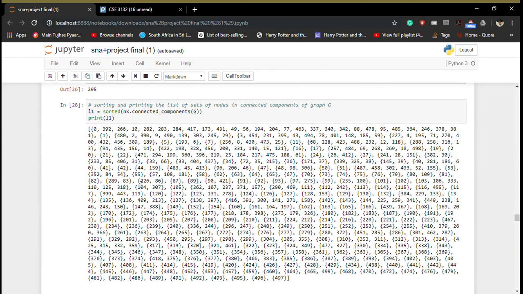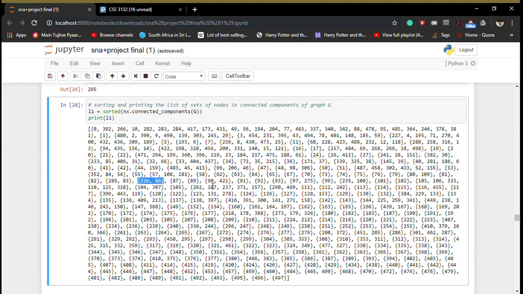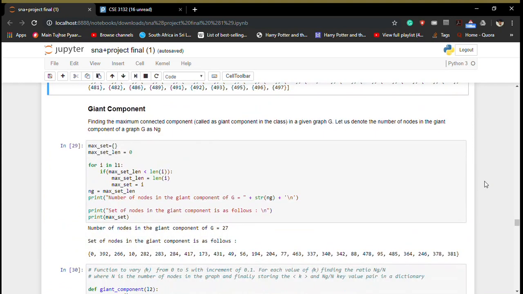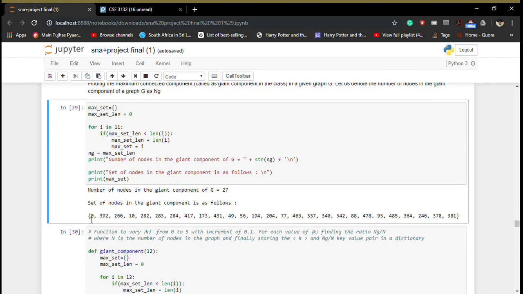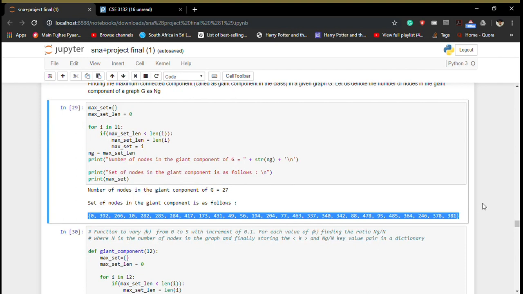So suppose we pick this set of 226 and 86, that means this is a connected component of size 2 with nodes 226 and 86. Similarly, there will be one such set which has the maximum size, and we will call it the giant component. So the next step is finding the giant component, and we start by finding the set with the maximum size. That is a simple code over here, and we get the size as 27, implying that the giant component has size 27, and the corresponding set is as follows: this one of size 27.